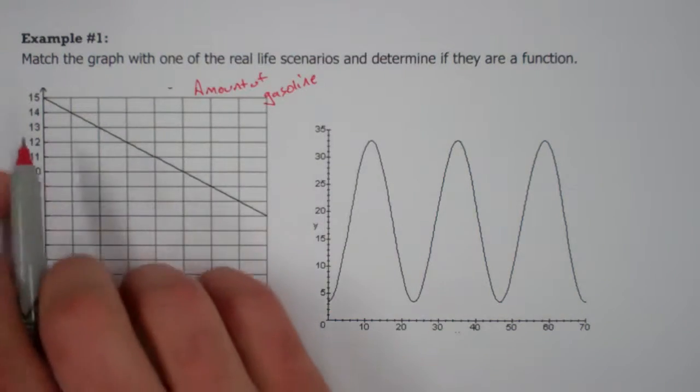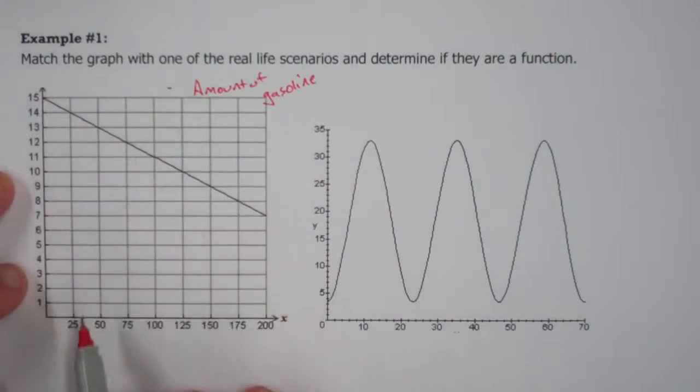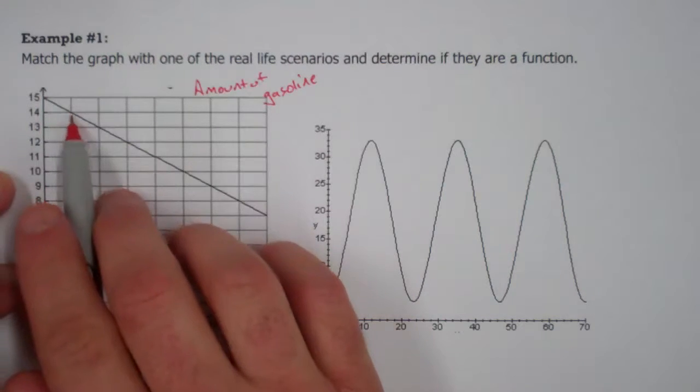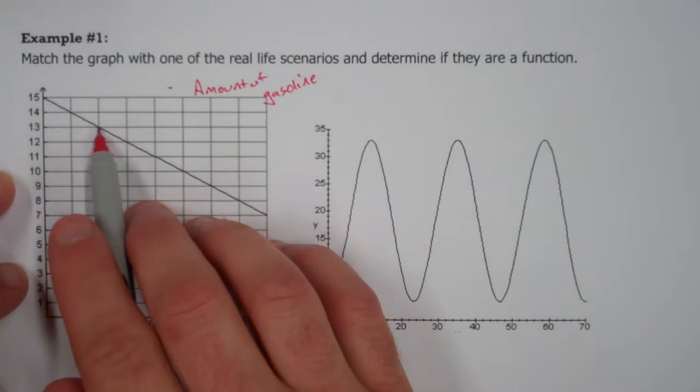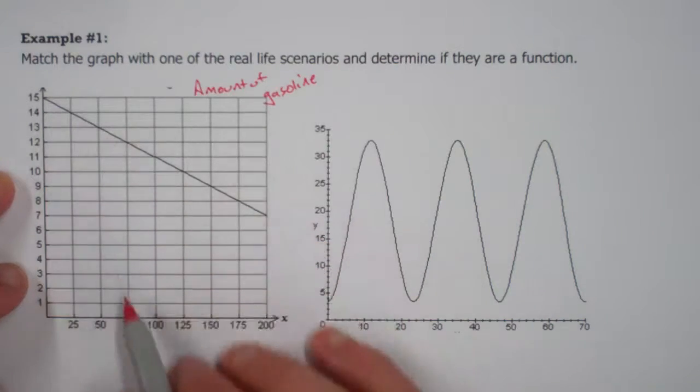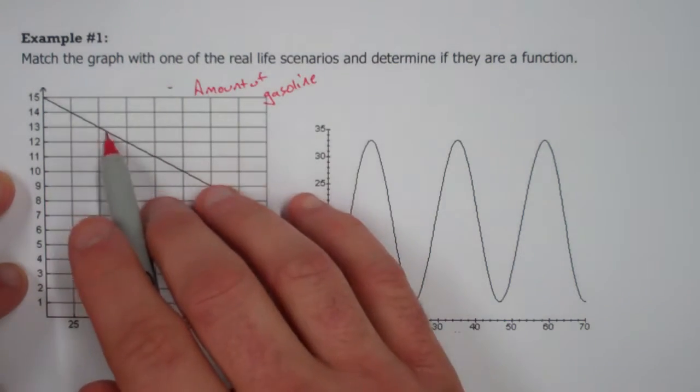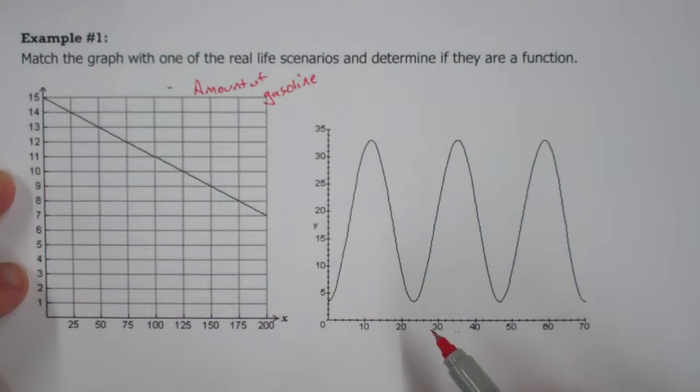That makes sense to me because maybe the car starts off with 15. After the first 25, we've got 14.50, we go down another gallon. Another 25, we go down another gallon, and so on and so forth. So we're imagining this car is probably on the highway.